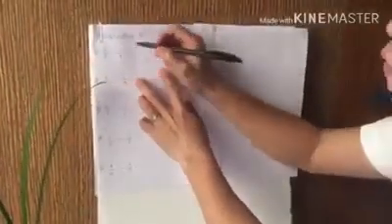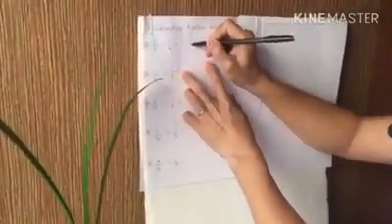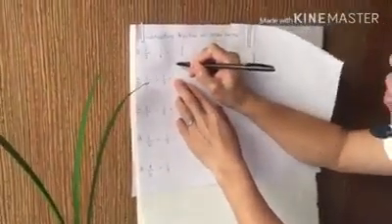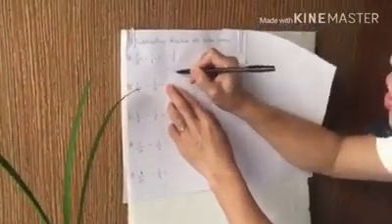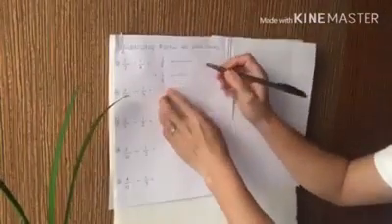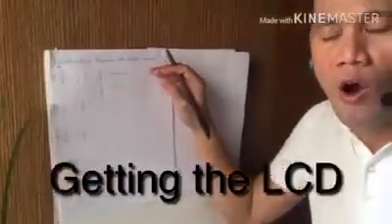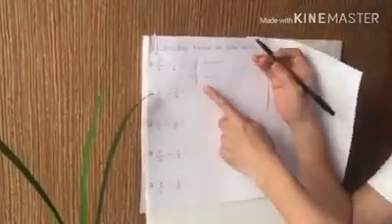I'm going to rewrite it first here, guys. 1/2 minus 1/4. Okay? The next step is I'm going to get the LCD of 4 and 2. The question is, what is the LCD, or the least common denominator, of 2 and 4?